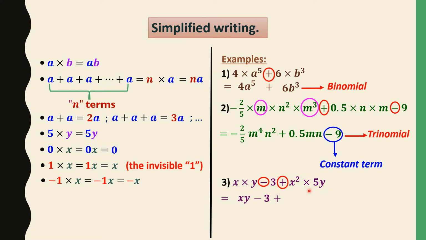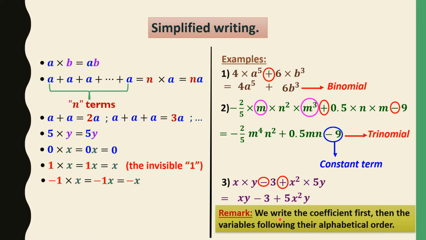To reduce it, first we write the coefficient 5. Then we write the variables in alphabetical order. X comes before y, so we write 5x squared y. Remark, we write the coefficient first, then the variables following their alphabetical order, as we did in both examples.